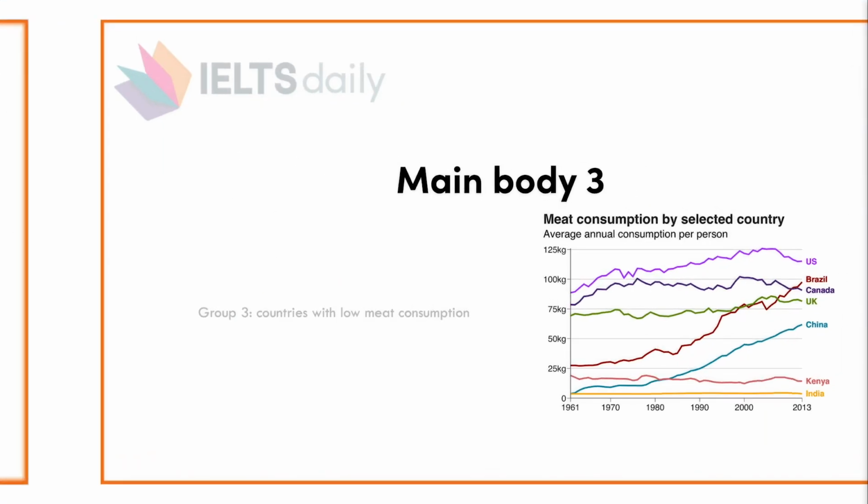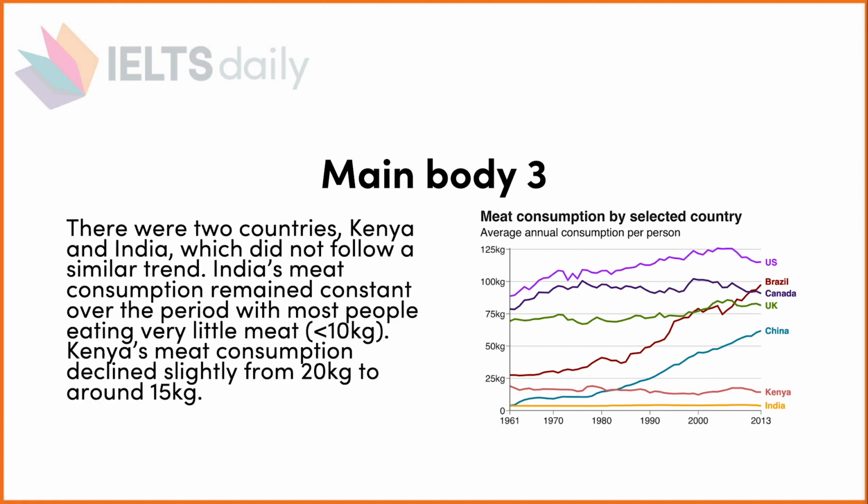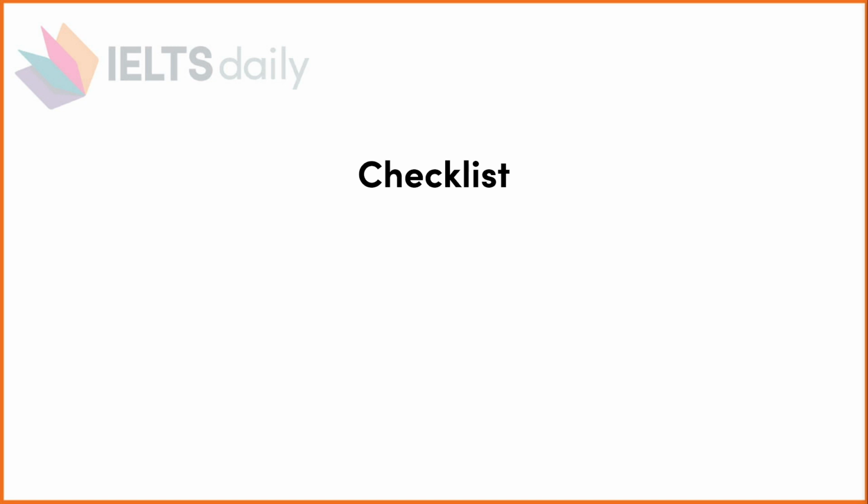Main body paragraph 3 lists the countries which had low levels of meat consumption. There were 2 countries, Kenya and India, which did not follow a similar trend. India's meat consumption remained constant over the period, with most people eating very little meat, less than 10 kilograms. Kenya's meat consumption declined slightly from 20 kilograms to around 15 kilograms. And that's it. It seems quite easy, but in actual fact, I think it's quite a difficult task.